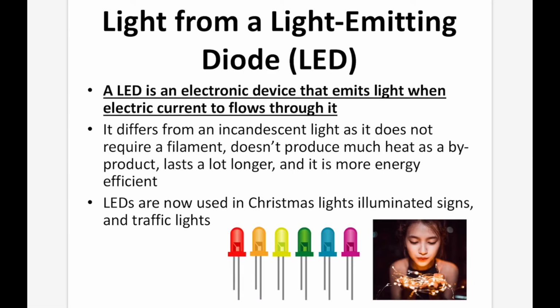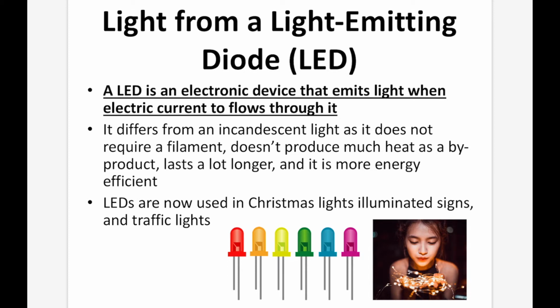Light from a light-emitting diode, otherwise known as an LED. An LED is an electronic device that emits light when electric current flows through it. It differs from an incandescent light as it does not require a filament, doesn't produce as much heat as a byproduct, it lasts a lot longer, and is much more energy efficient. LEDs are used in things like Christmas lights, illuminating signs, and traffic lights.